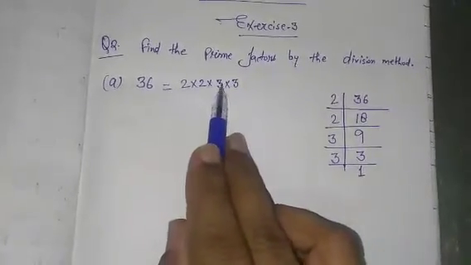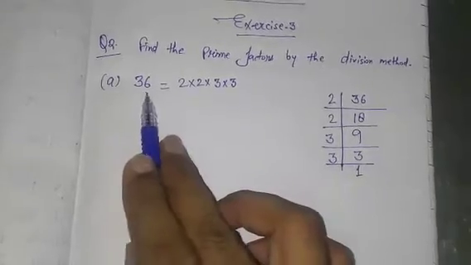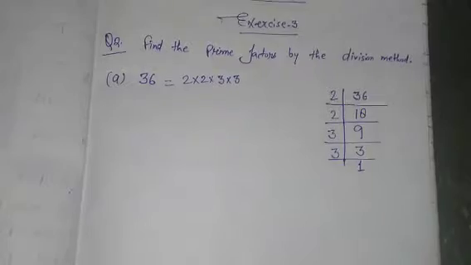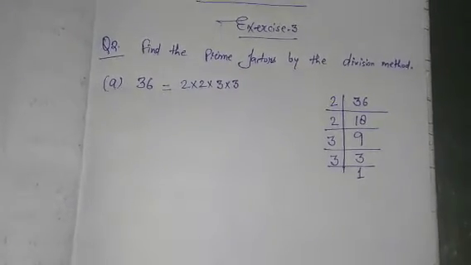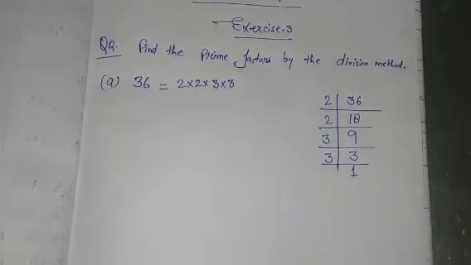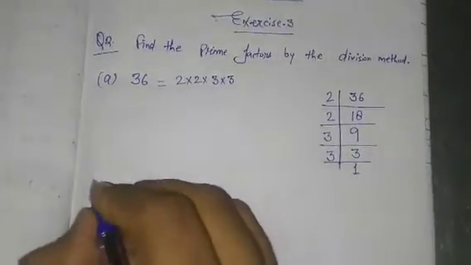You can also check the answer. 2 2s are 4, 4 3s are 12, 12 3s are 36. So if you get that number, it means your factors are correct. Clear? But remember, students, here you will take only the smallest prime factor firstly. Whichever smallest prime factor divides first, we will take that smallest prime factor firstly. Clear students? Any doubt?